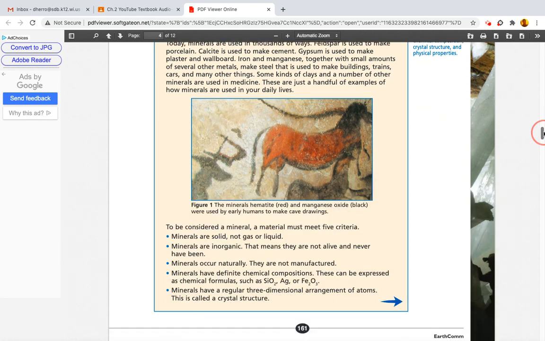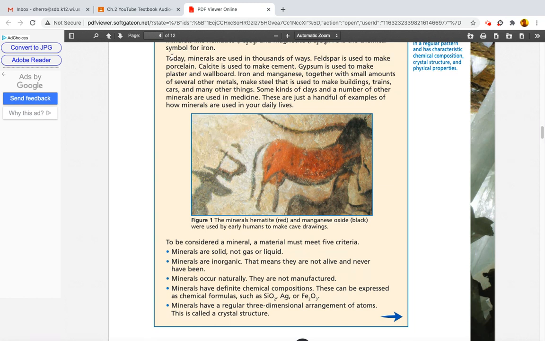Let me scroll up a little bit. Okay. Today, minerals are used in thousands of ways. Feldspar is used to make porcelain. Calcite is used to make cement. Gypsum is used to make plaster and wallboard. Iron and manganese, together with small amounts of several other metals, make steel that is used to make buildings, trains, cars, and many other things. Some kinds of clays and a number of other minerals are used in medicine. These are just a handful of examples of how minerals are used in our daily lives.